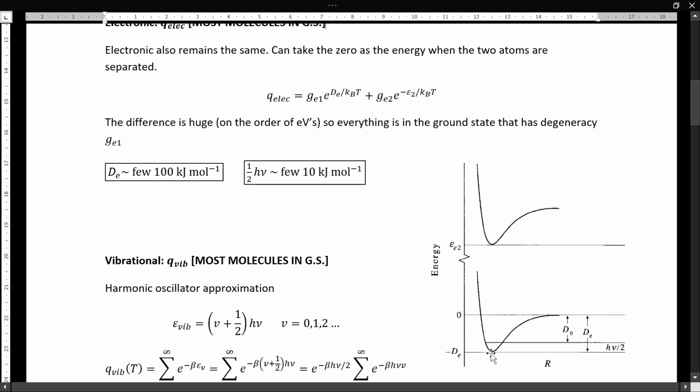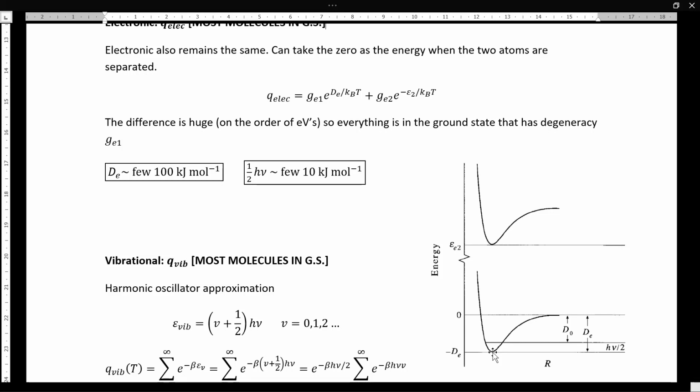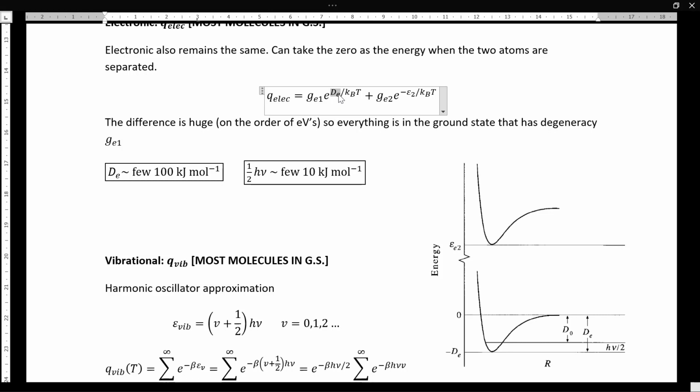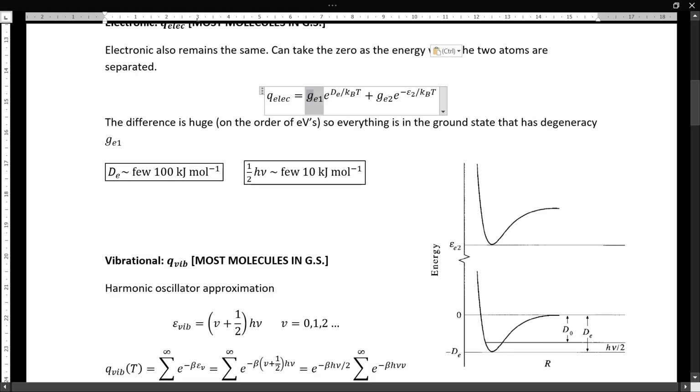Anyway, so now what we need is to describe this ground state for the electronic energy levels. And if I describe this minus dE as the ground state, then the Q electronic, the partition function, is nothing but sigma g, which is the degeneracy, e to the power minus energy by kT, right? So minus energy would give me plus dE. dE happens to be a positive number here. All right.